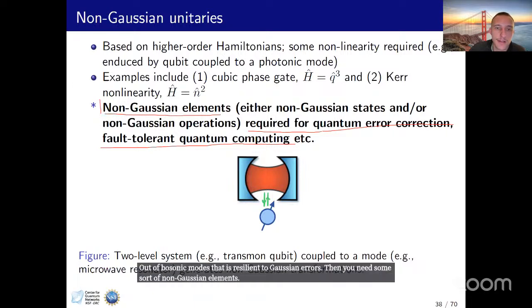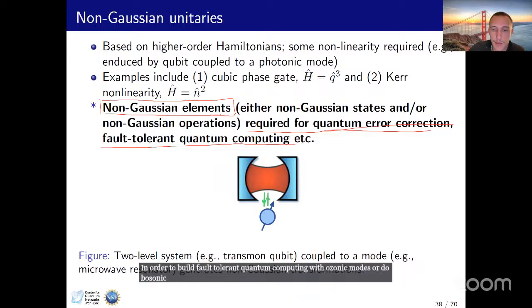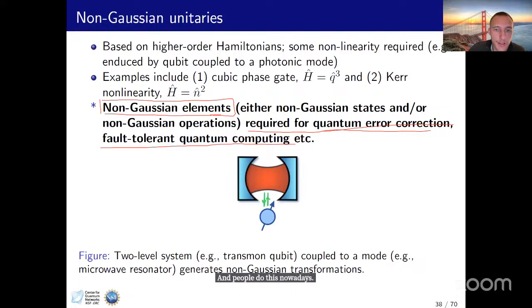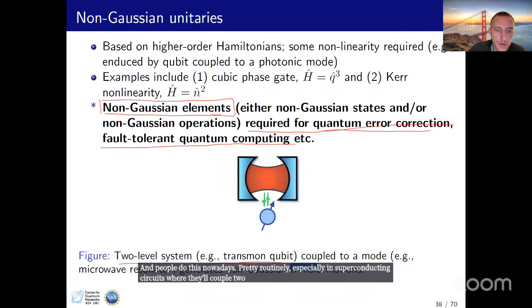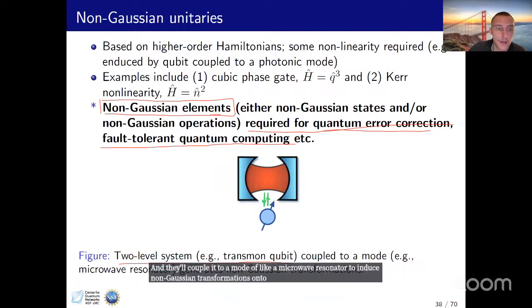This could be either at the level of states, so you need non-Gaussian states, non-Gaussian operations, or you need some non-Gaussian measurements in order to build fault-tolerant quantum computing with bosonic modes or do bosonic quantum error correction. And people do this nowadays pretty routinely, especially in superconducting circuits, where they'll couple a two-level system like a transmon qubit, which I depict here, to a mode of a microwave resonator to induce non-Gaussian transformations onto the state of light in the resonator. So, yeah, that's all I wanted to say there.